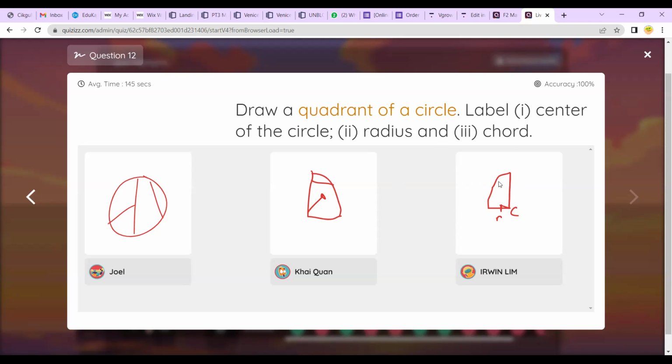There's no chord here. So you want to show a chord, you can just draw a line here. This one cannot be horizontal, right? This is the chord. This is the radius. So the chord must touch the circumference. That means you want to join from here to another side. Is that okay?